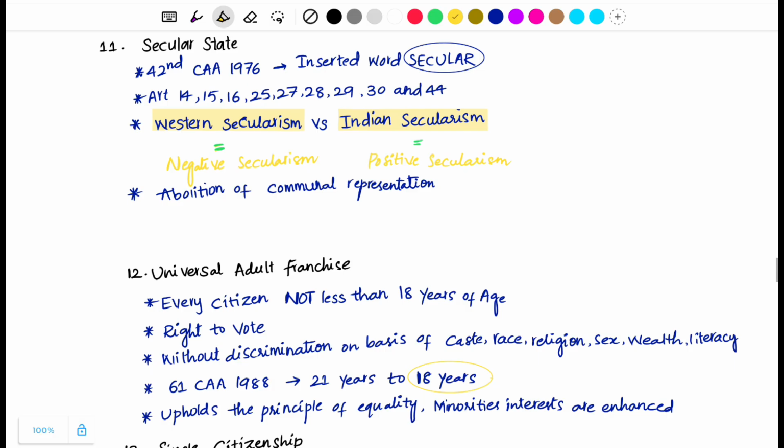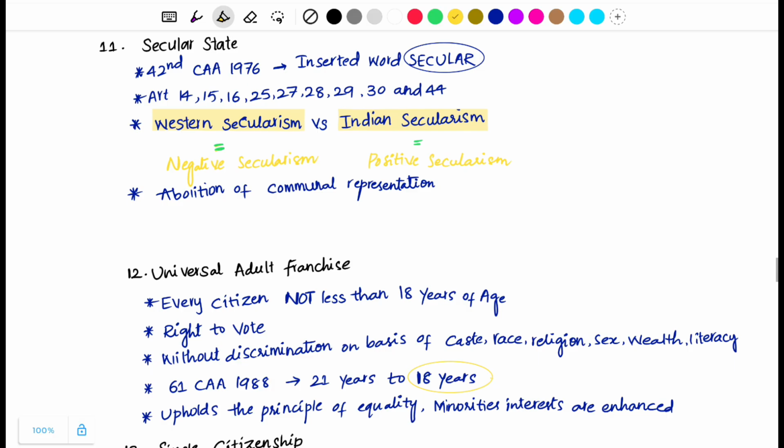Whereas in India, there is a positive secularism. Secularism in the Indian context is very different. In India, we have no official religion, but the government encourages and protects all the religions equally. This is a beautiful aspect in India. We don't discriminate against any religion. The government protects and encourages all the religions. Indian secularism is a positive secularism.